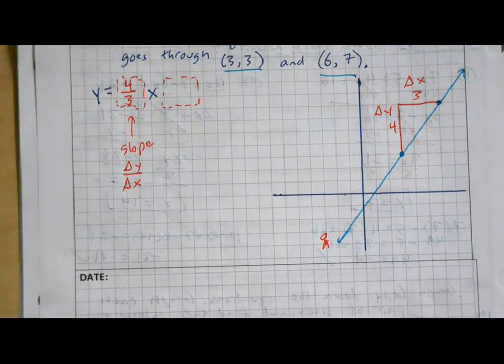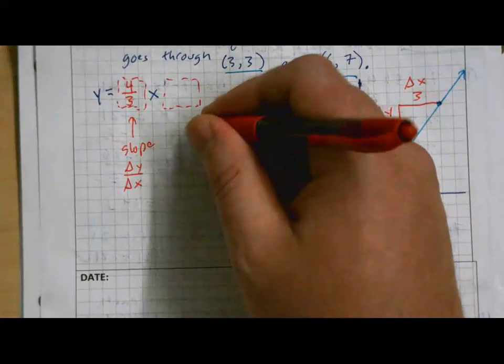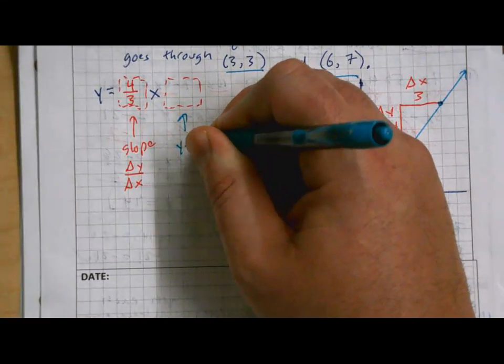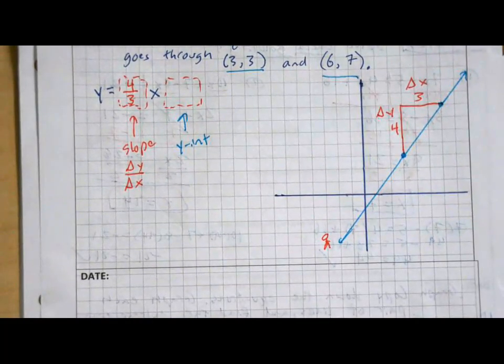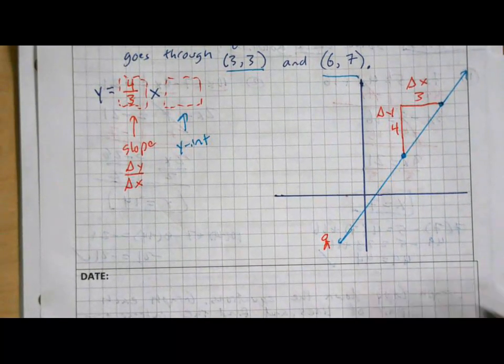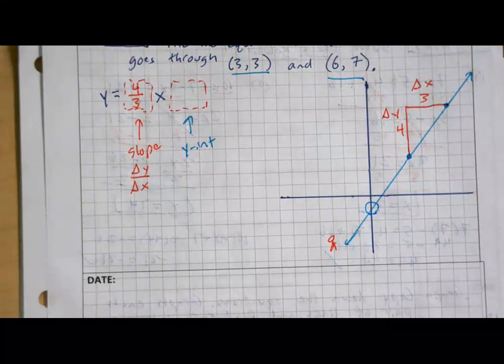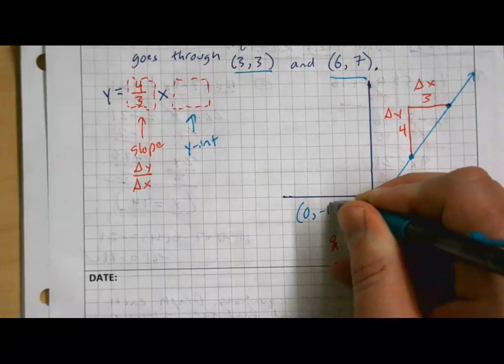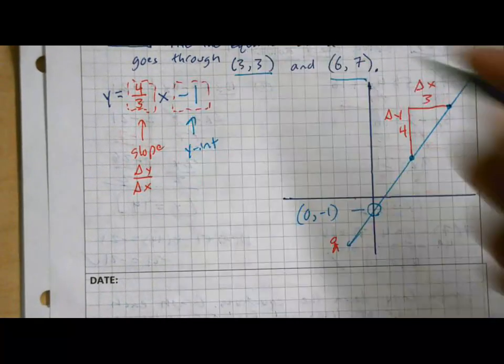And then what goes here is our y-intercept. And we can see where this graph crosses the y-axis now. It crosses at -1. So our y-intercept is 0, -1. When we put that in the equation, we just put the -1 part in.